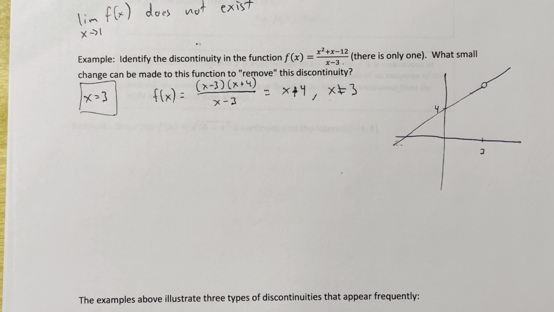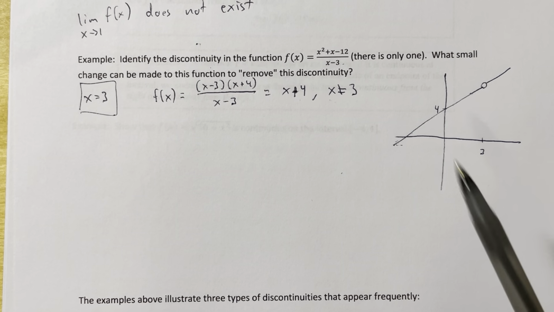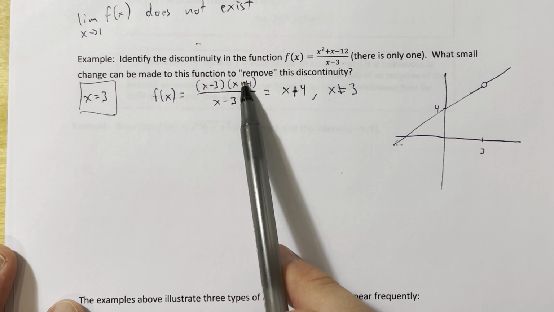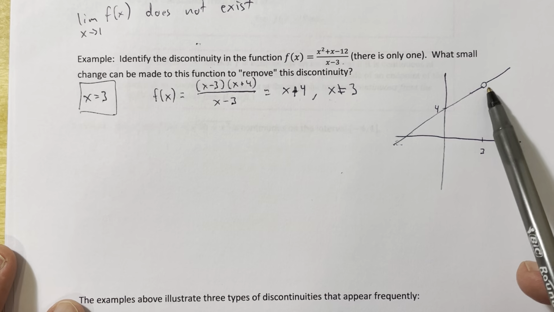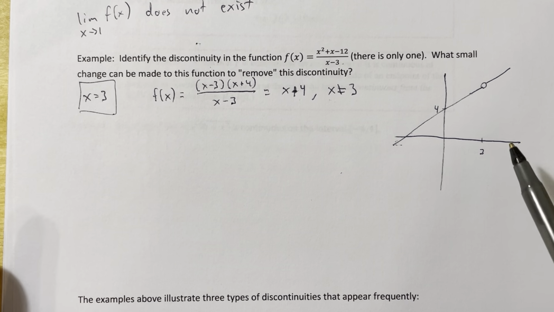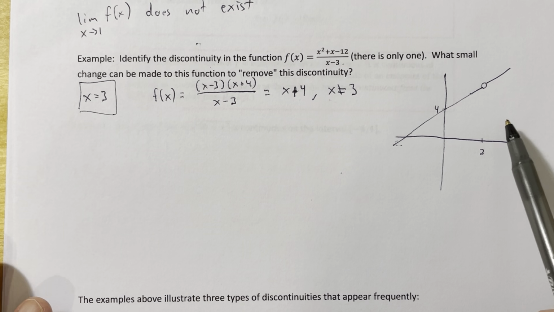And you can check that in a graphing calculator. Graphing calculators usually fail to put this open circle here, so you have to know that that's there. Now it says, what small change can be made to this function to remove this discontinuity? We know there's a discontinuity there because a hole indicates a discontinuity. The function's not defined there. But what would it mean to remove that discontinuity?